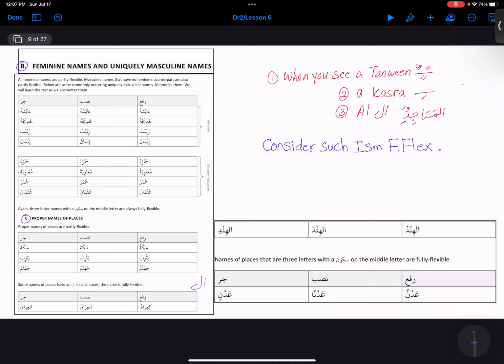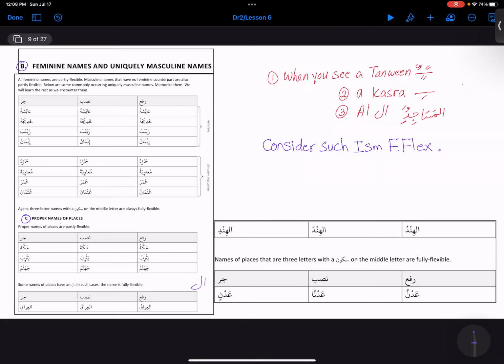That is already set by the grammarians. This is already set by the Arabs. So we do not have any say over here that if some word is fully flexible, we can make it partly flexible. No, that is not the case. We are learning how to recognize them. We are learning the rules, but we are not going to take any fully flexible word and say, let's make it partly flexible.